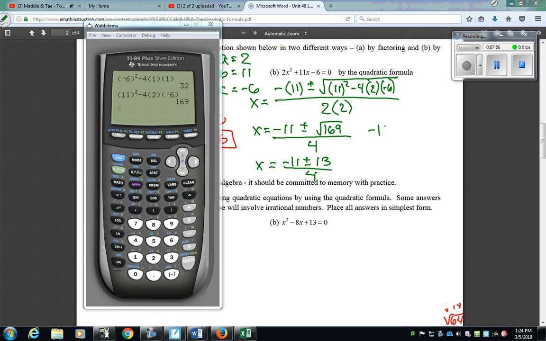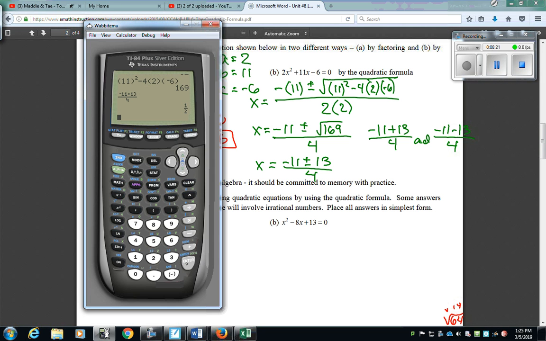I have two answers. I have negative 11 plus 13 divided by 4, and I also have negative 11 minus 13 divided by 4. Now I can type those into the calculator. So if I do alpha y equals for my fraction, I put negative 11 plus 13 on the top, move to the bottom, put a 4 in. I get 1/2. So 1/2 is one of my solutions. Then I do negative 11 minus 13 divided by 4, and I get my other answer, which is negative 6.